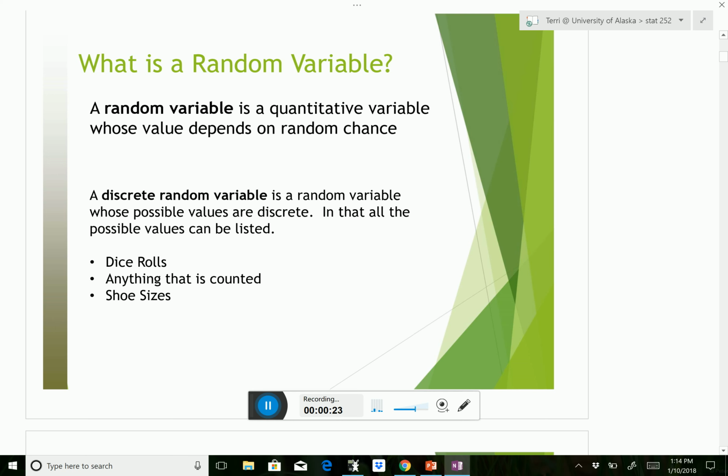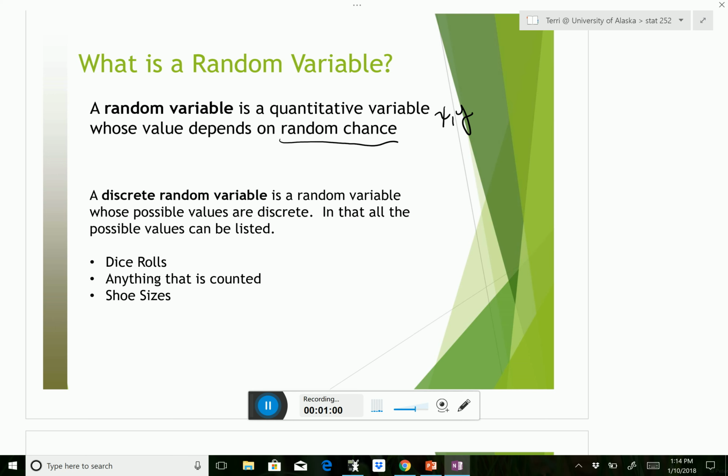Basically, the short version: a random variable is a quantitative variable like x or y whose value depends on random chance. Like rolling a die. Roll a die, we have a numerical value 1 through 6, and it depends on random chance. Choose somebody out of the class, their age, how old they are, depended on random chance because it depended on who was chosen from the class.